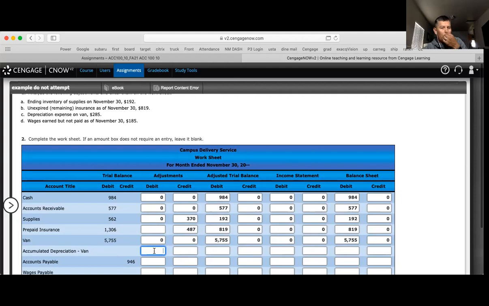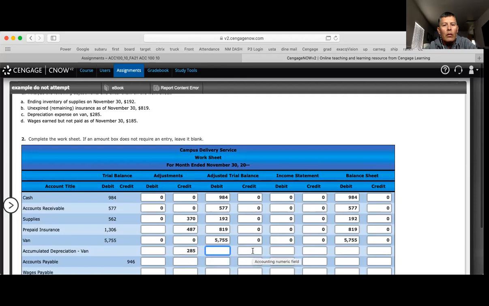Now our accumulated depreciation. Remember, we're adding to this. So we're going to add depreciation here because it's going to be an expense of 285. So we're going to make an adjustment of 285.